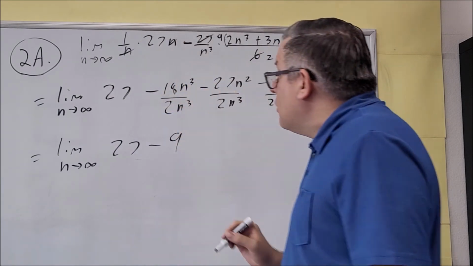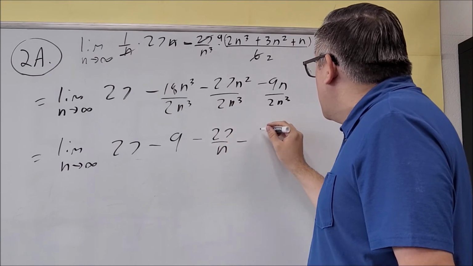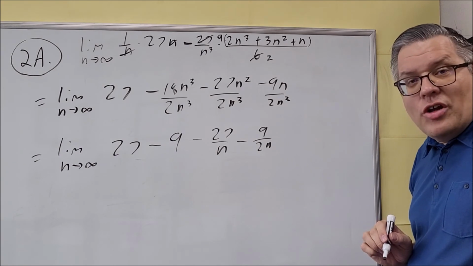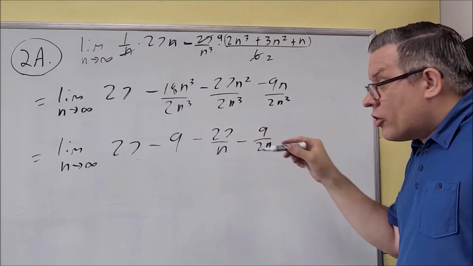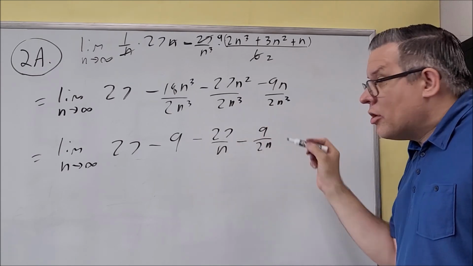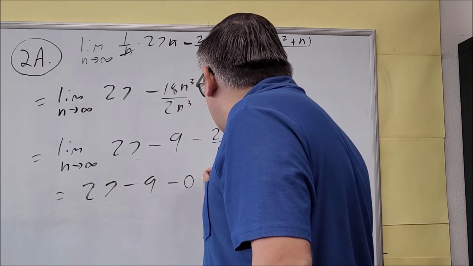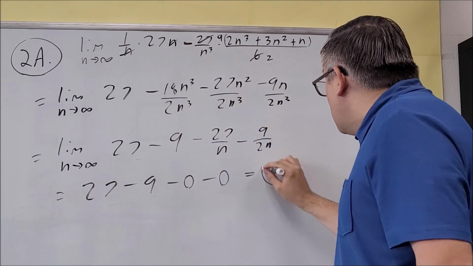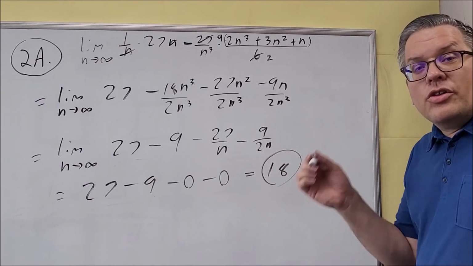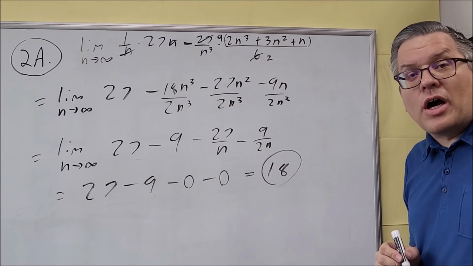27 minus 9 you get for that first part. Then the rest of this, you have minus 27 over n and then minus 9 over 2n. Now when you take the limit as n goes to infinity, anytime you have a number over a variable like that, n raised to a positive power underneath, these two are going to go away, turn into 0. So your answer is just going to be 27 minus 9 minus 0 minus 0. And then if you do all that, you get the answer of 18. So 18 would be the exact area underneath the curve 9 minus x squared between 0 and 3. We do this by using the limit process, Riemann sums.